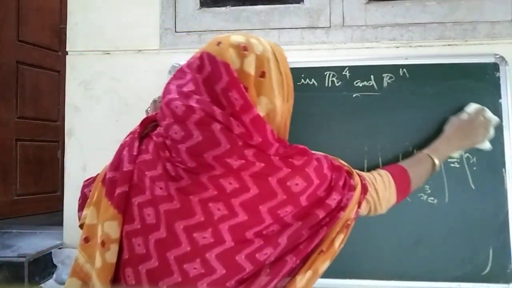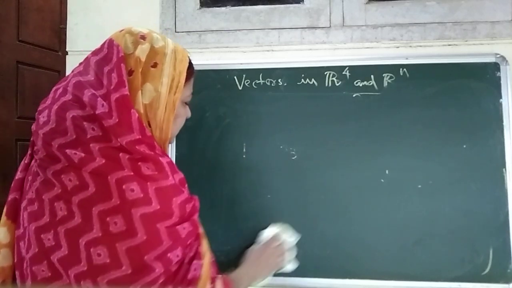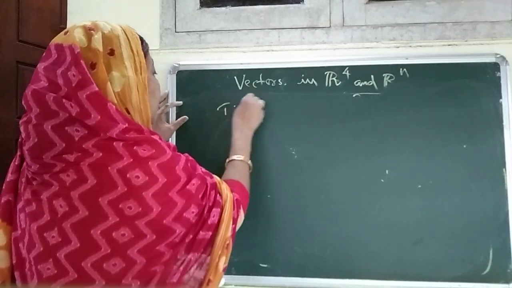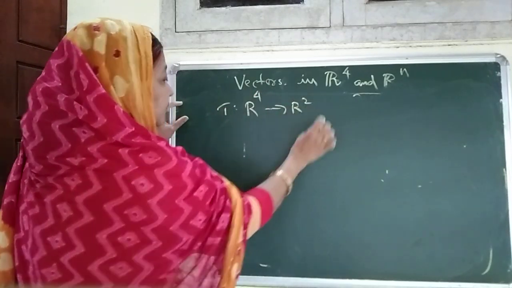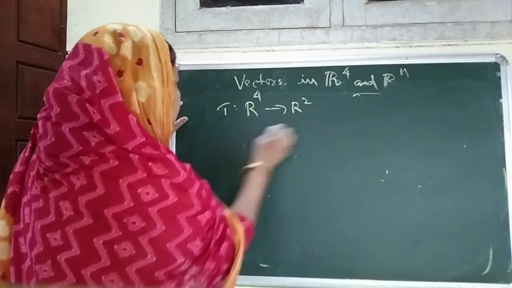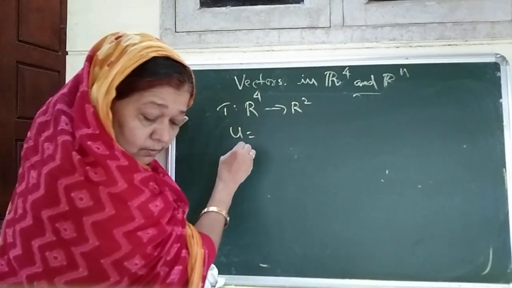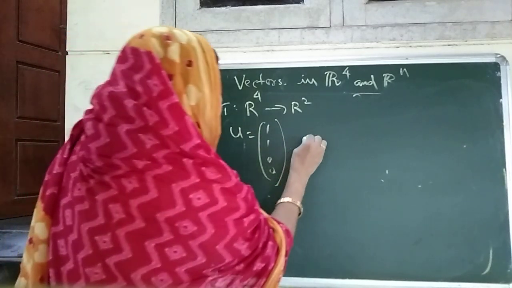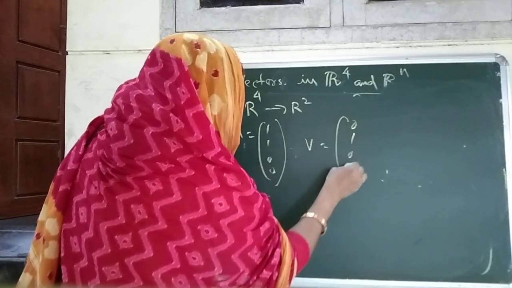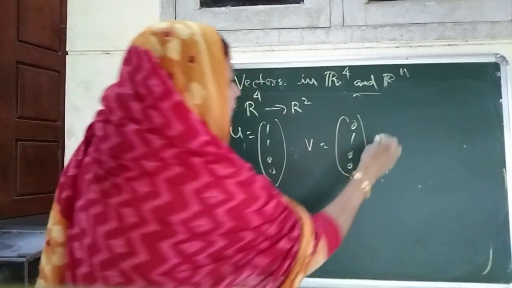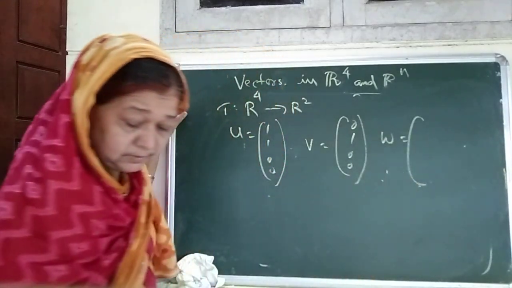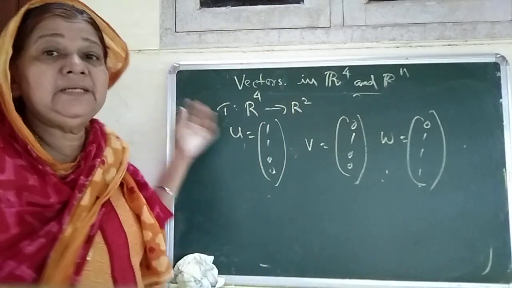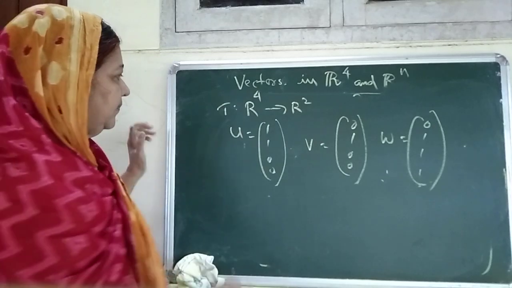Then take an example. This is an important example. Show that the transformation T from R4 to R2, applied to U equal to 1 1 0 0, V equal to 0 1 0 0 and W equal to 0 1 1 1, determines an equilateral triangle.